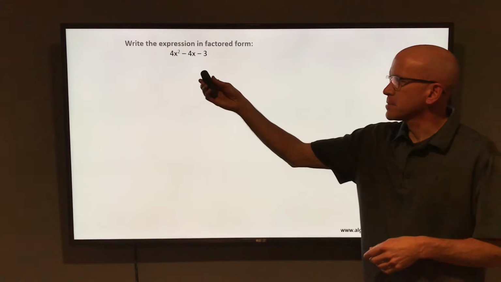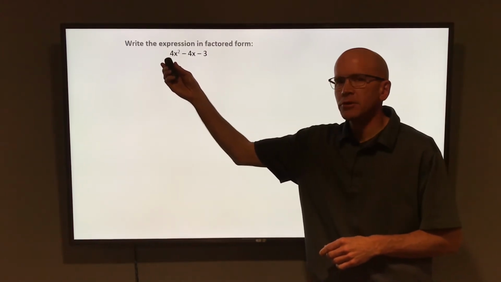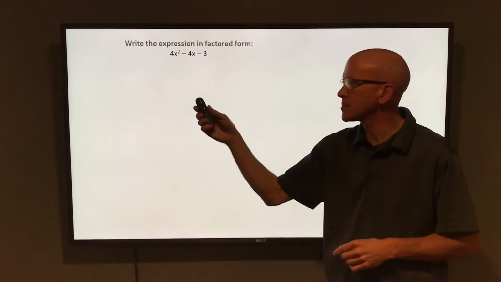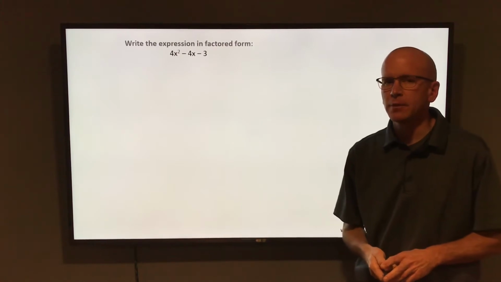Factoring by grouping. We're going to factor this expression 4x squared minus 4x minus 3. You see there is a number showing in front of the x squared. You have a 4 in front of the x squared. Also, there is no common factor that you could factor out. So you have to do factoring by grouping.